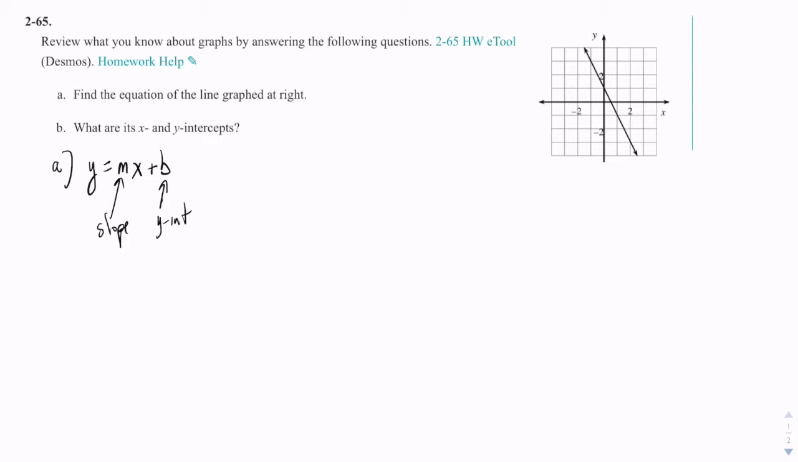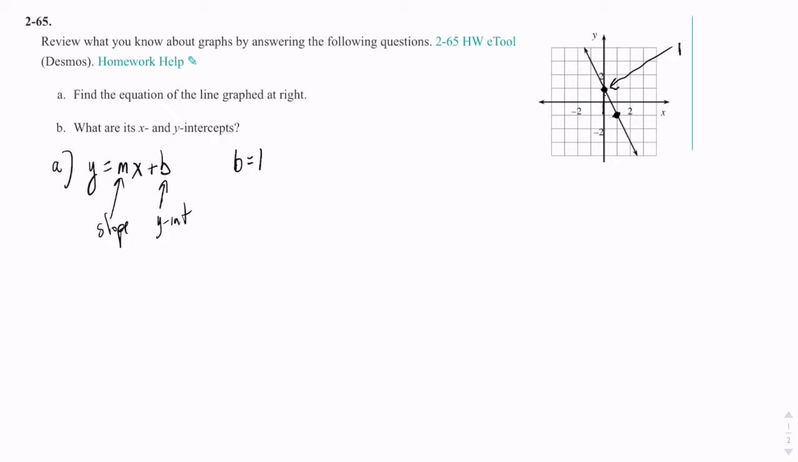So the y-intercept is where it crosses the y-axis. So it's at 1. So we know that b equals 1. Now let's find the slope. I'm going to pick a nice point that goes through the grid. There's a nice point, and there's another point that goes right through the grid.